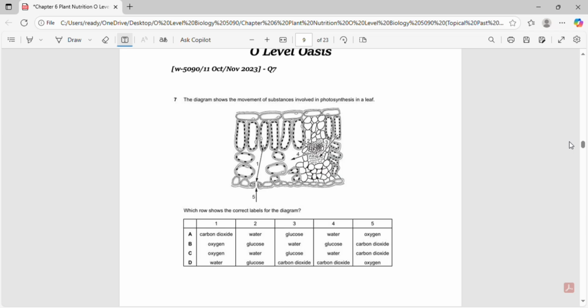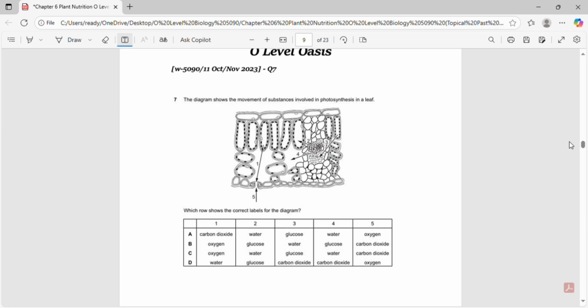Starting with arrow 1, this points away from the palisade mesophyll, which is the main site of photosynthesis. Since photosynthesis releases oxygen, and the arrow is showing something leaving the leaf, this is most likely oxygen. Now arrow 2 seems to be pointing out of the xylem and into the leaf tissue. That suggests it's showing the movement of water, which makes sense. Water travels through the xylem to reach the cells where photosynthesis takes place. Arrow 4 is very similar, also linked to the xylem, so it's likely representing water too.